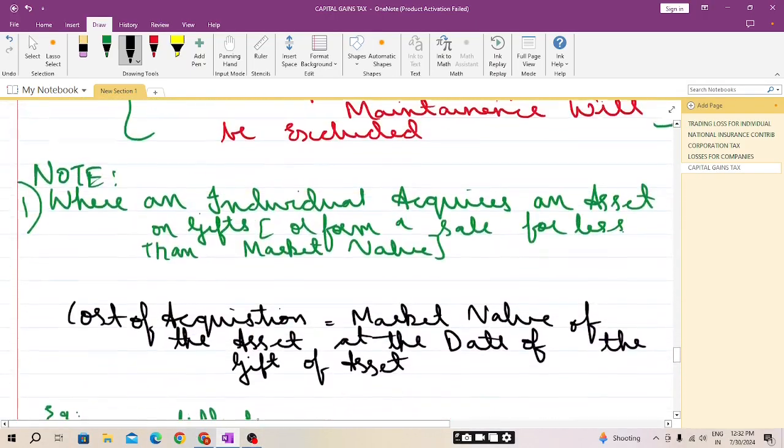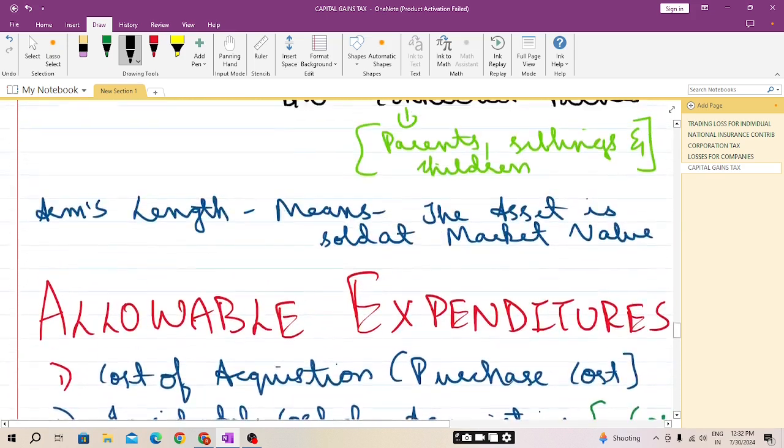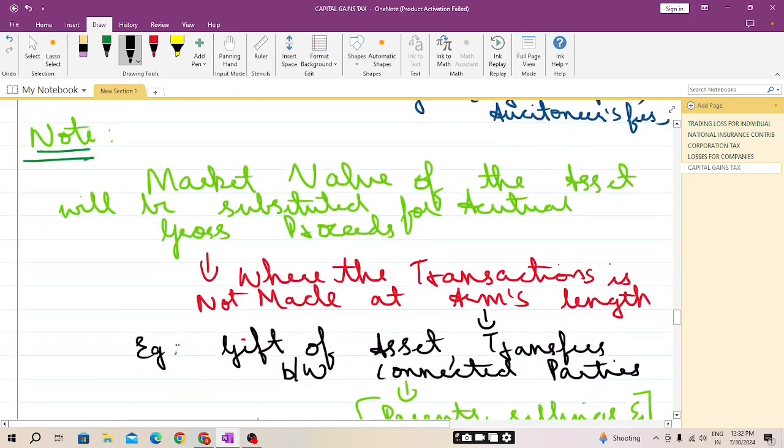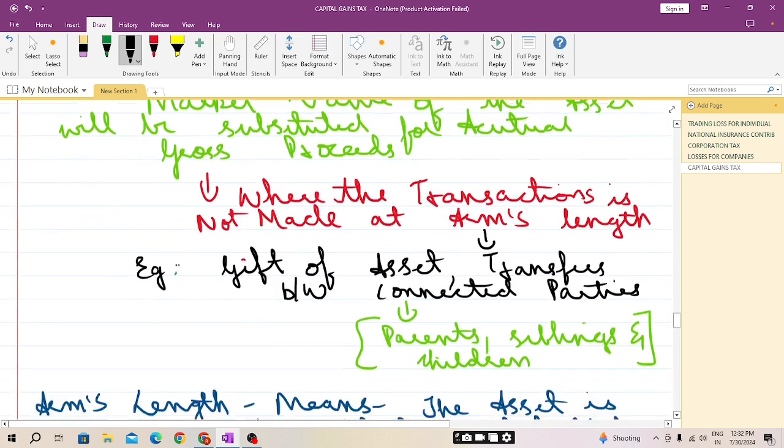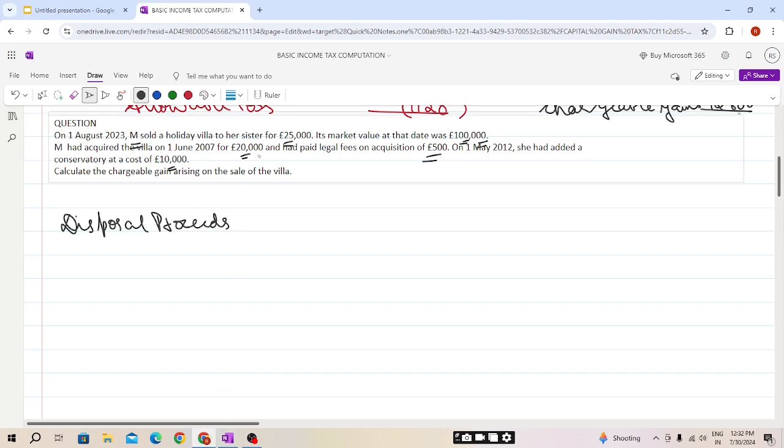Whenever there is a disposal, the market value of the asset will be substituted for the actual gross proceeds where the transaction is not made at arm's length, when there is a gift of an asset or a transfer between connected parties. So as in our example, students, it is a connected party, so the disposal proceeds will be the market value at the date of the transfer.